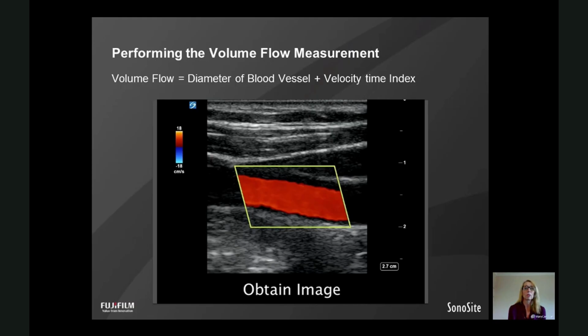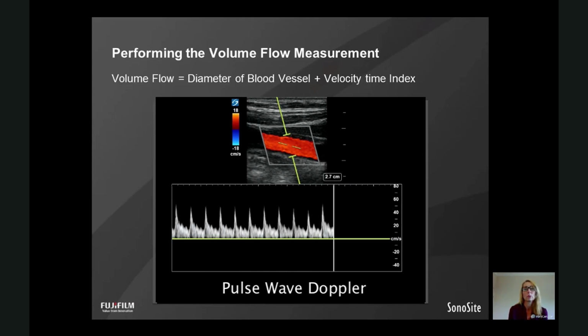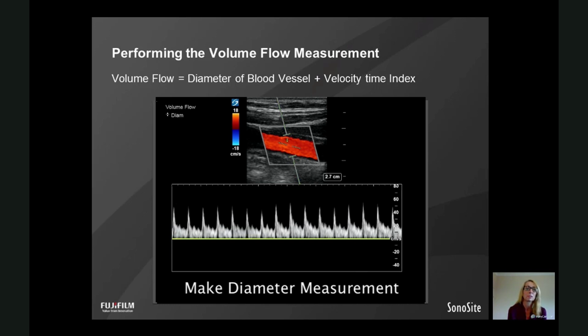I'm not going to talk about the steps to do the volume flow measurements in this video, because different ultrasounds are different. So I just recommend that you look at your manual, or you speak to the rep if you've not done them, or speak to a sonographer who'd be happy to train you how to do the measurement. But basically, you would just need to use the ultrasound to measure the diameter, capture the velocity, and then calculate the volume flow measurement.